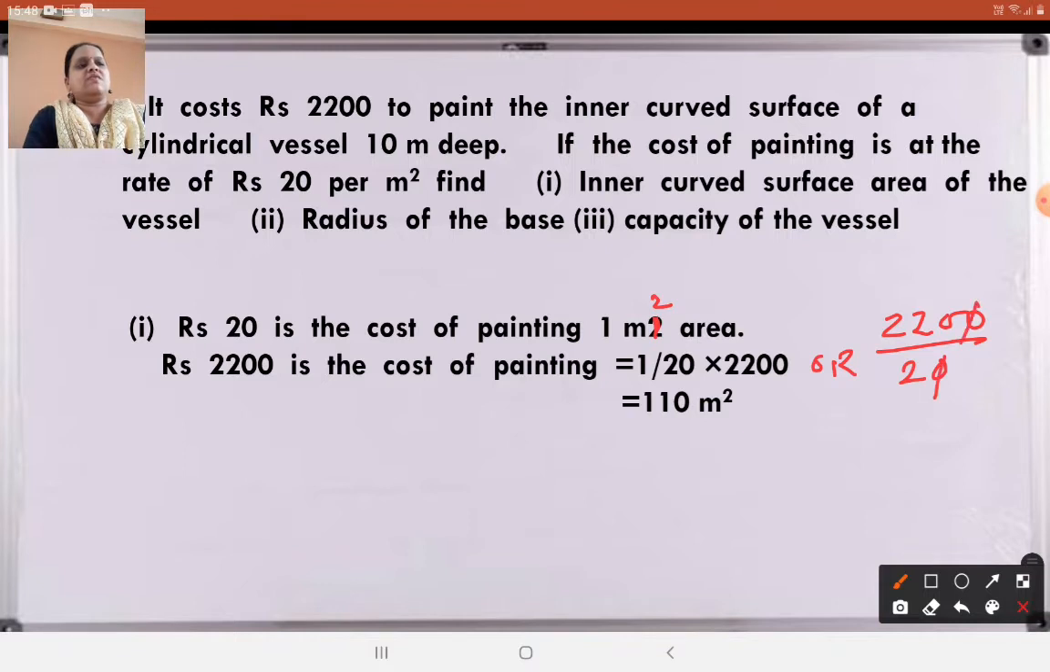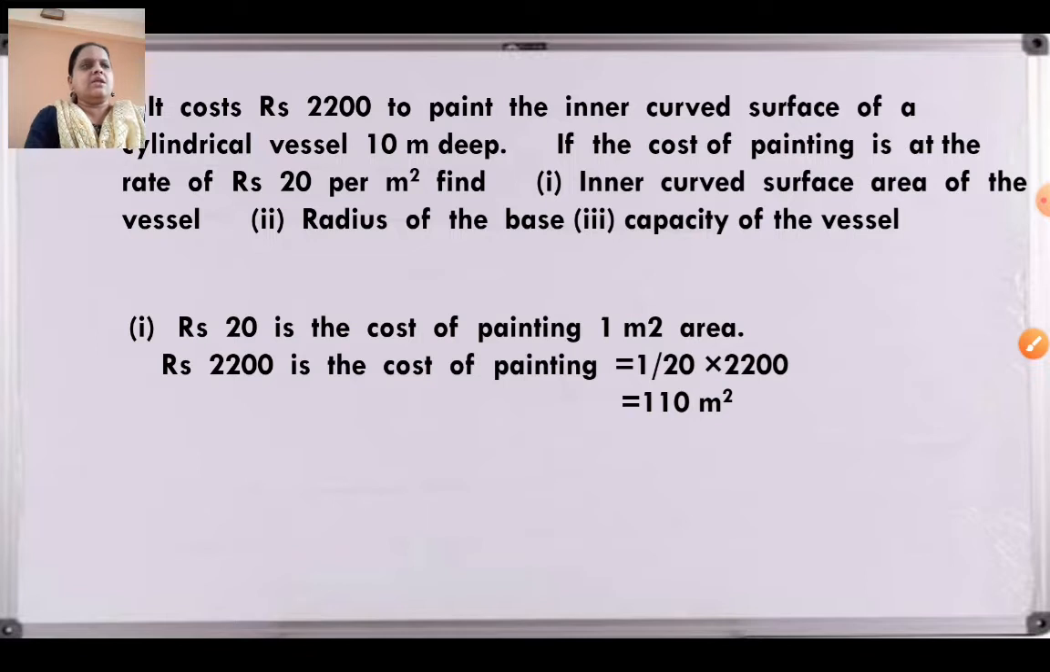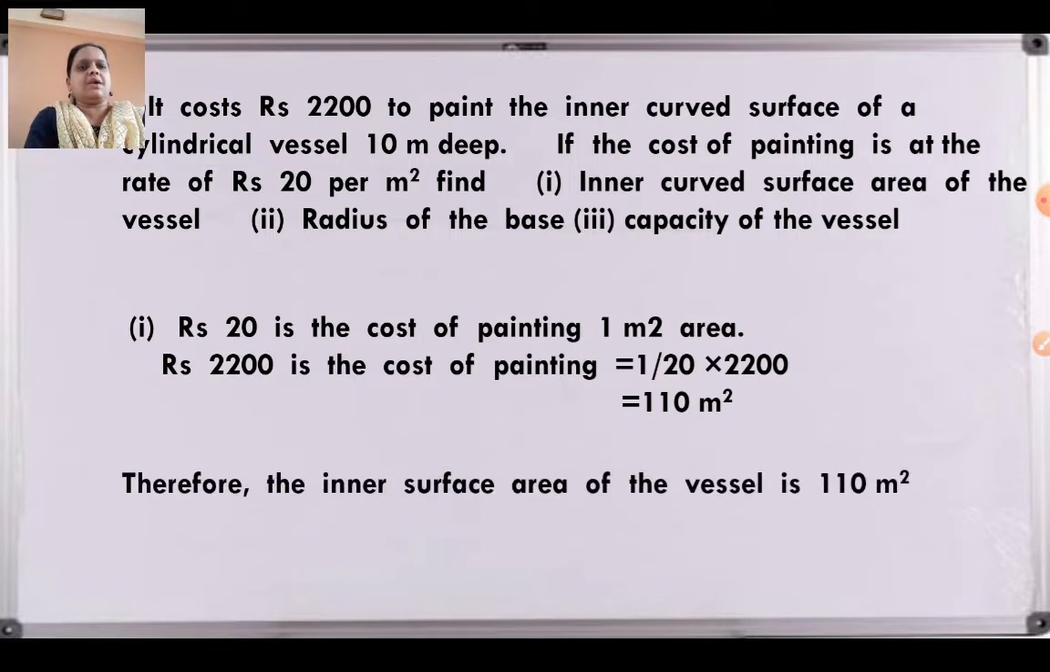So the zeros will get cancelled, 2 ones are 2, 11 ones are 11, so it is 110. So we are getting the answer here as 110 meters square. Is it correct? Yes. So write the answer till here. Now we will continue with the second part.